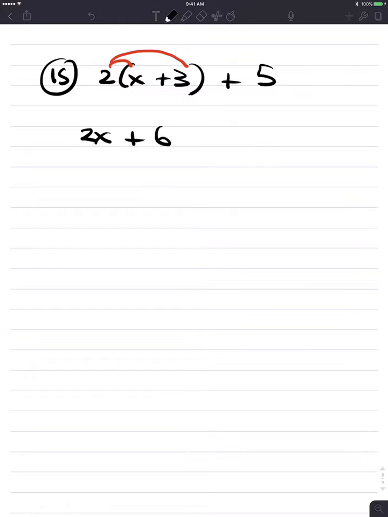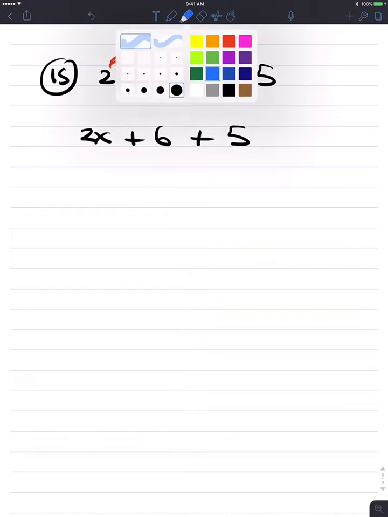Number 15, 2 times x plus 3 in parentheses plus 5. Now, we are simplifying this expression, and in order to do so, we're going to have to use the distributive property. I'm going to multiply 2 with x to get 2x, and then 2 with our positive 3 to get positive 6. Don't forget, we have a 5 out here.